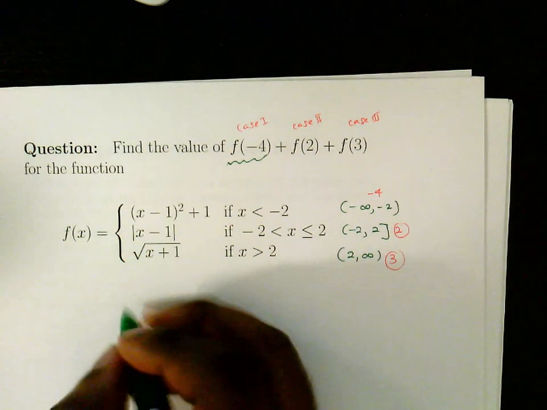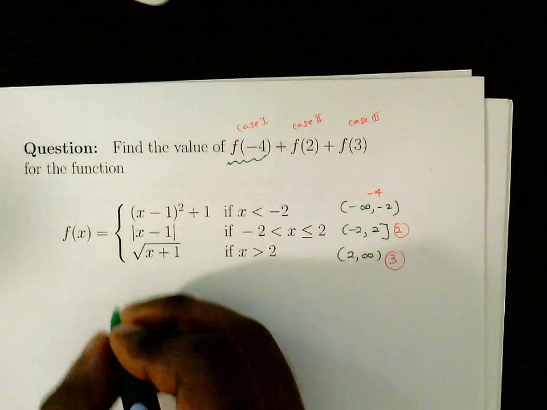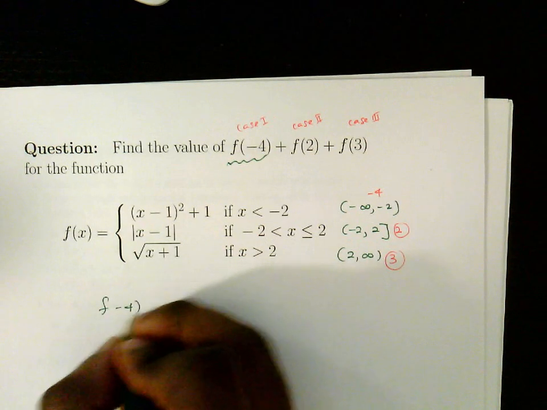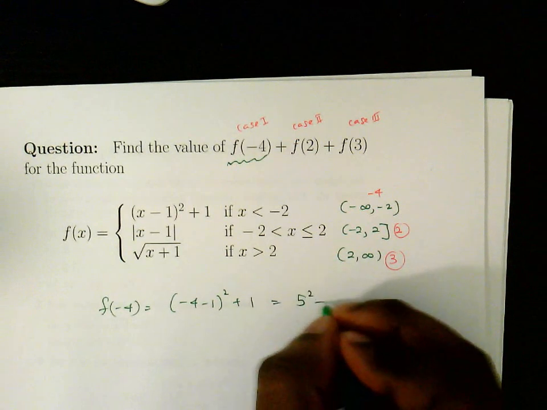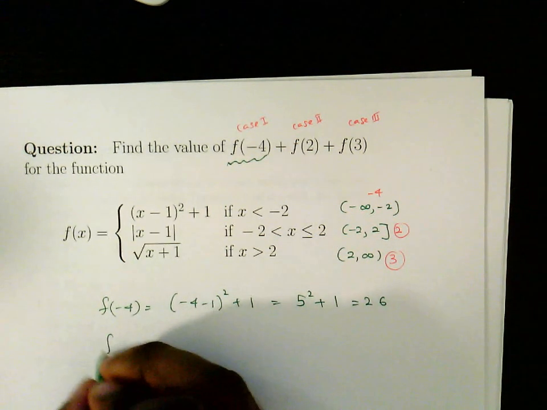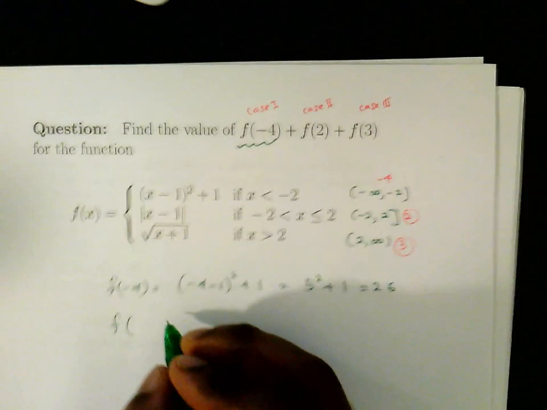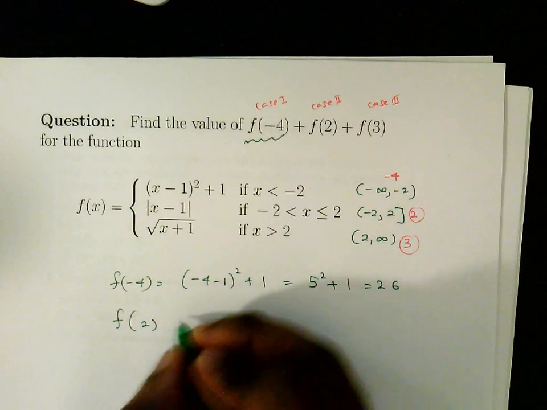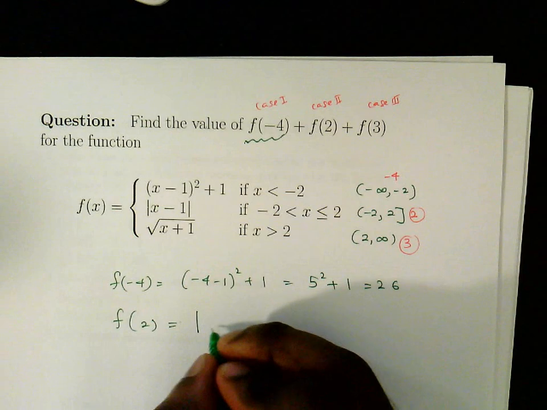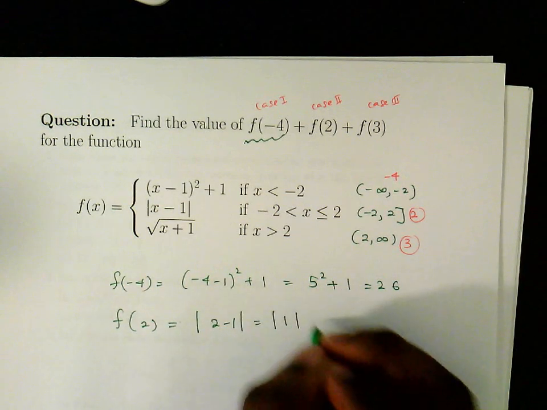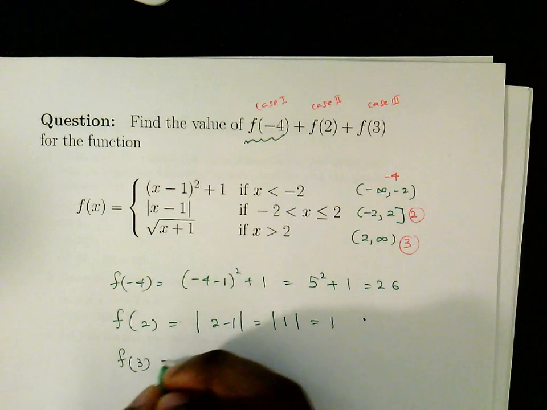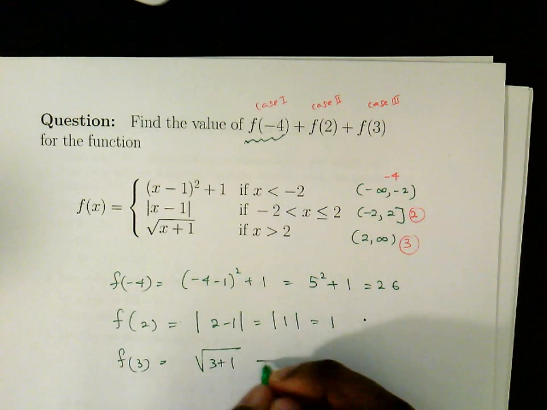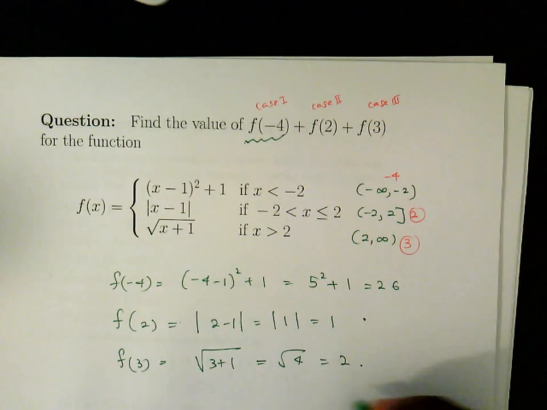So plug it in. Case 1, f of -4: (-4 minus 1) squared plus 1, that is 5 squared plus 1, that is 26. Case 2, f of 2, that would be the absolute value of 2 minus 1, absolute value of 1, which is 1. And case 3, f of 3, that would be the square root of 3 plus 1, square root of 4, that's 2. So 26 plus 1 plus 2, that's 29.